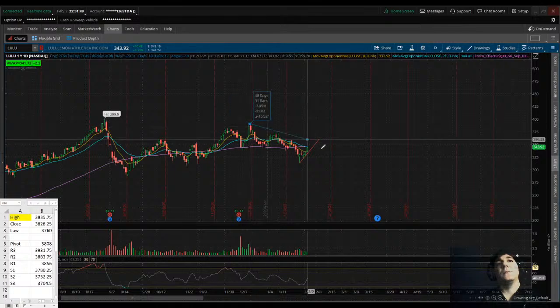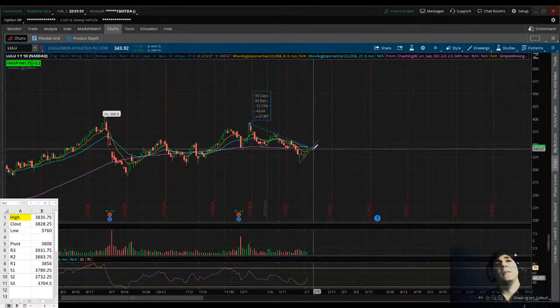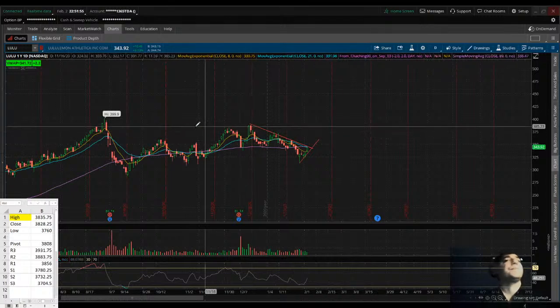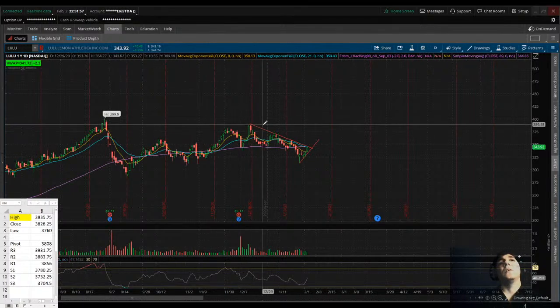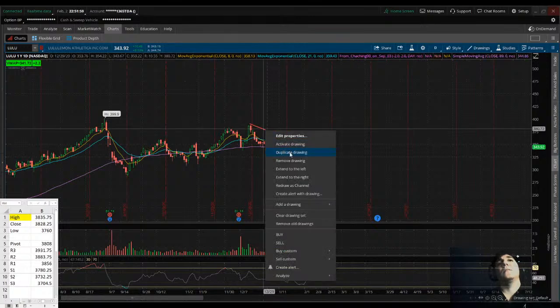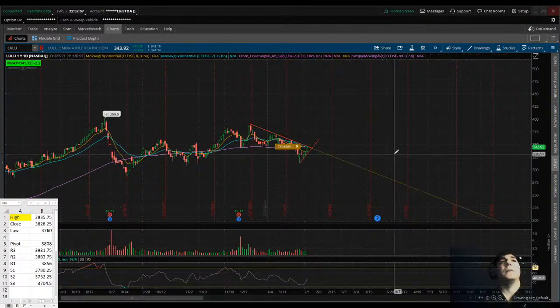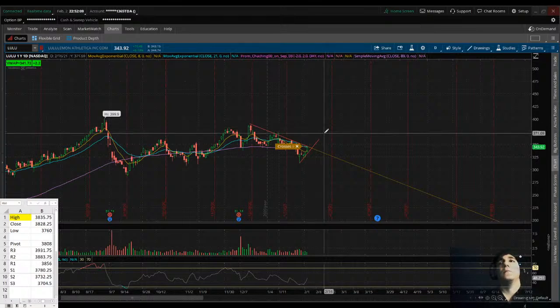You've also got this to contend with. So actually, I'm going to set an alert on this drawing. Because if it gets up and above that, I think we could easily break out. So I like that. I like that a lot.